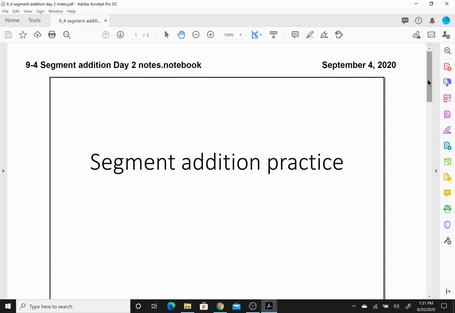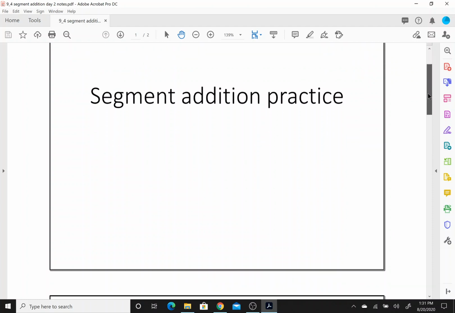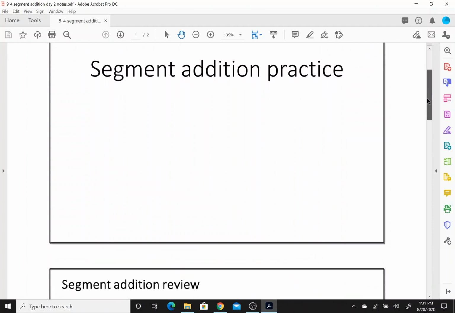Today we're going to go through segment addition with some more algebra. So it's going to be like what we learned the day before, but just a little bit more in depth.